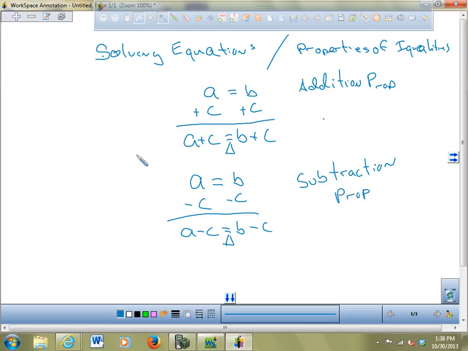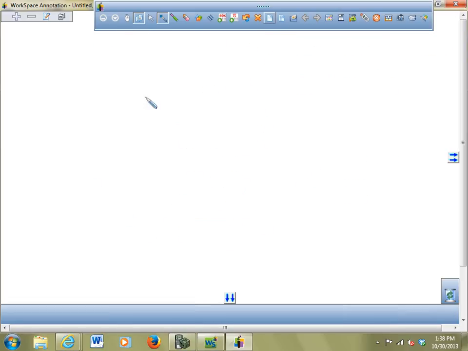And then we have the multiplication property of equality. Do you know about that? Where you can multiply both sides by the same thing. You have the division property of equality. Do I need to go over all these? I don't think so.